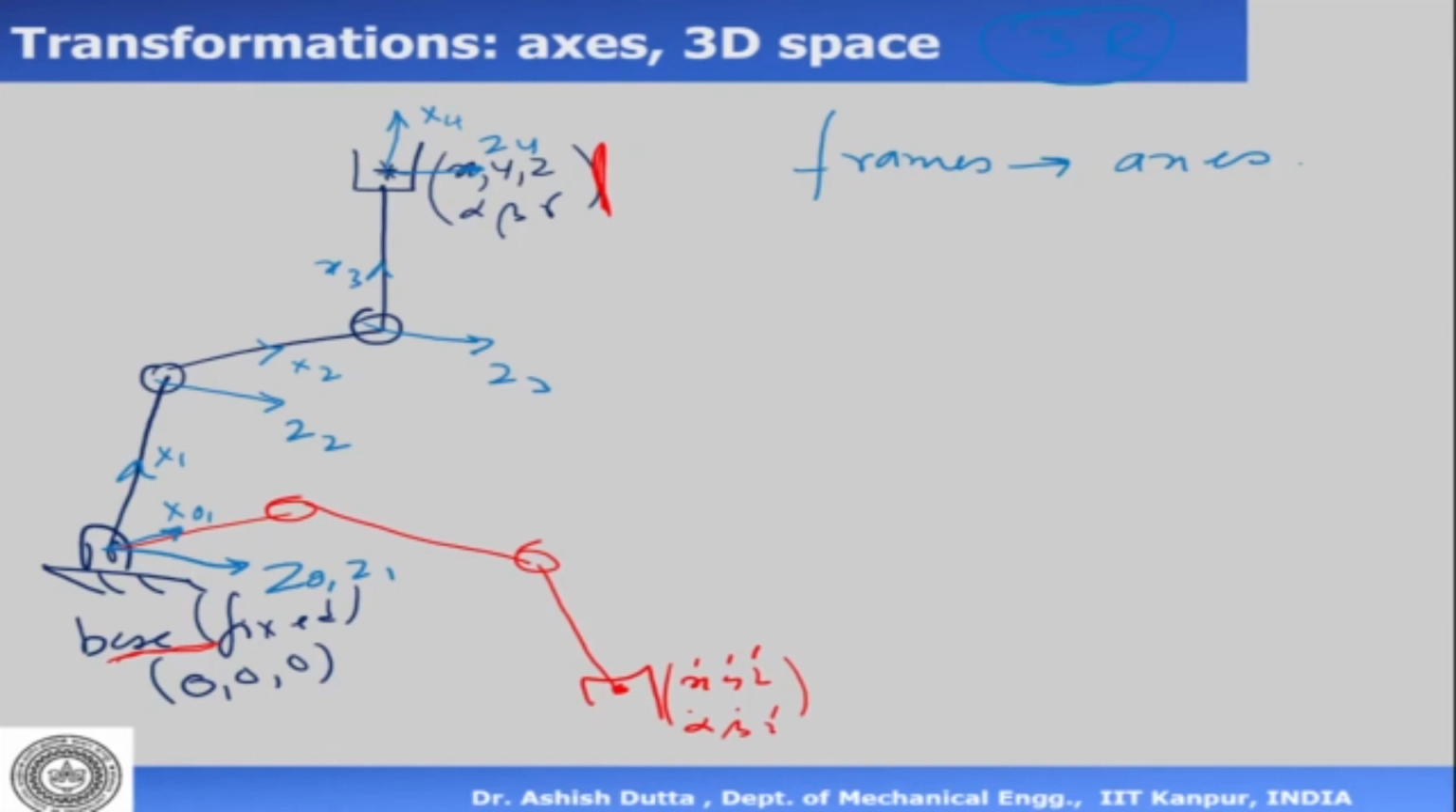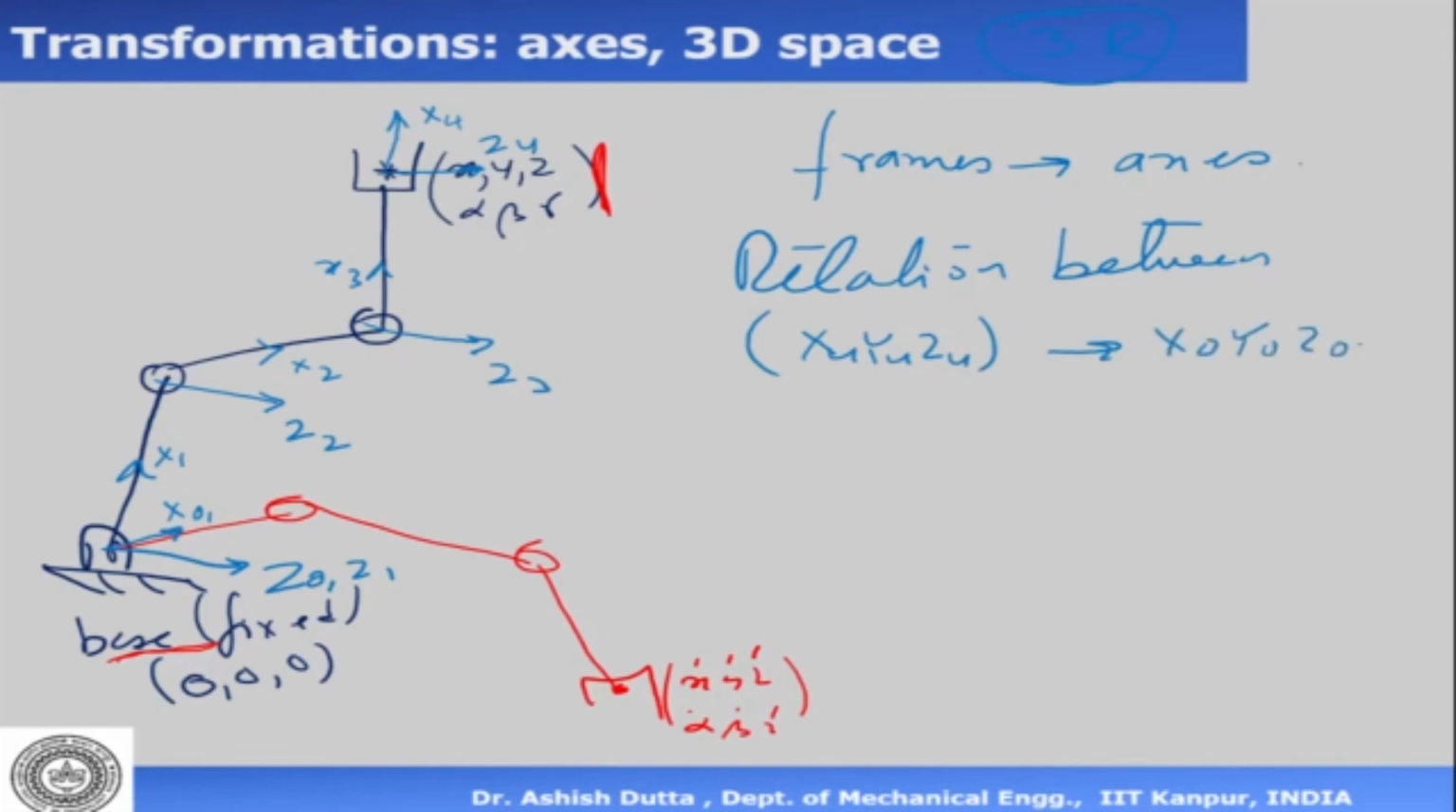Now what we do is we assign the relationship between frames. So if I want to find the relation between frames x4, y4, z4 and x0, y0, z0, then I cannot come from here to here in one shot. So what I do is I go from frame 4 to frame 3, then from frame 3 to frame 2, then from frame 2 to frame 1, and then to frame 0. So this basically means that I need to find the relation between frames.